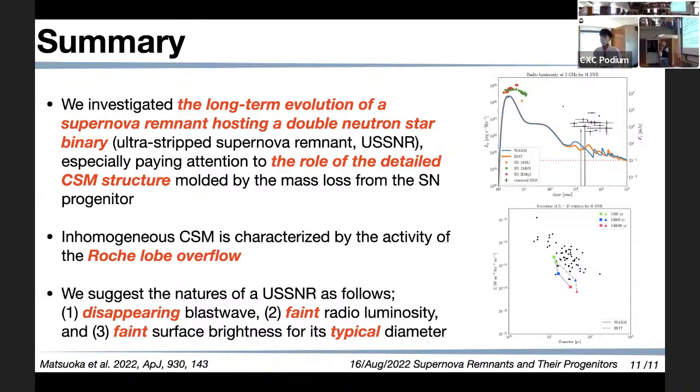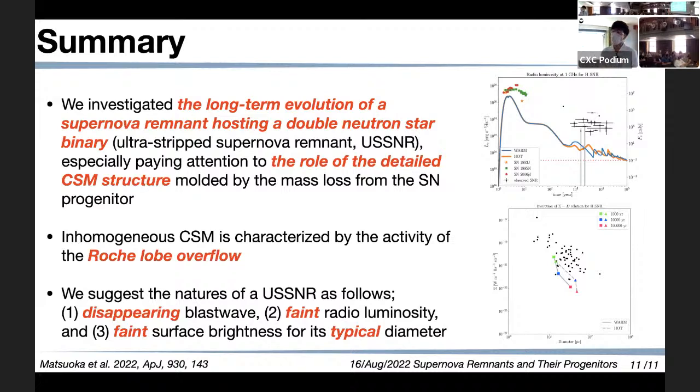Okay, thanks for your great talk. And I may have missed this. How many USSNRs do you expect to be observable in the galaxy right now based on the population? I see. So, and their lifetime.